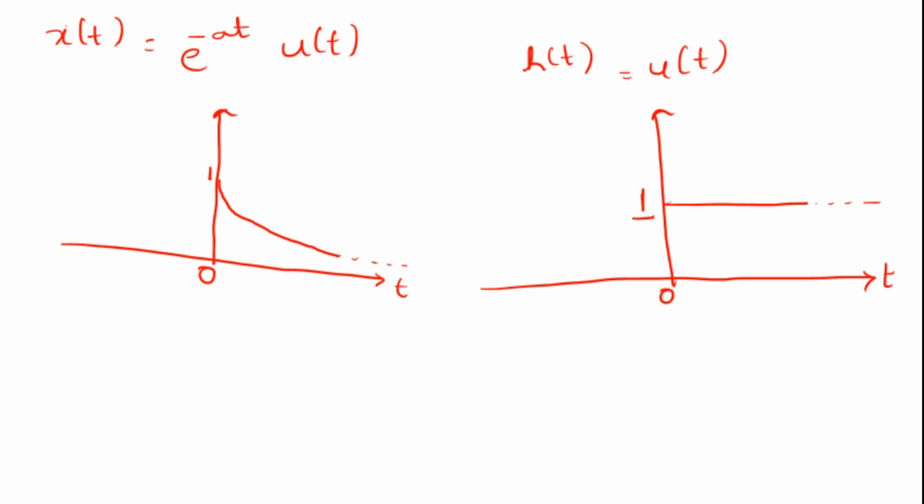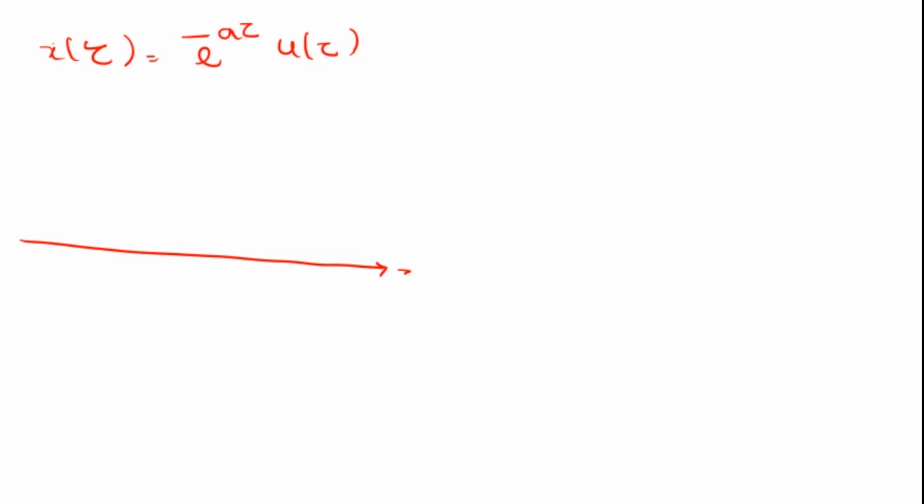Now we have to plot x of tau and h of t minus tau with t is equal to 0. Then x of tau is equal to e power minus a tau into u of tau. The graph will be same, since tau at 0. Signal will be like this.